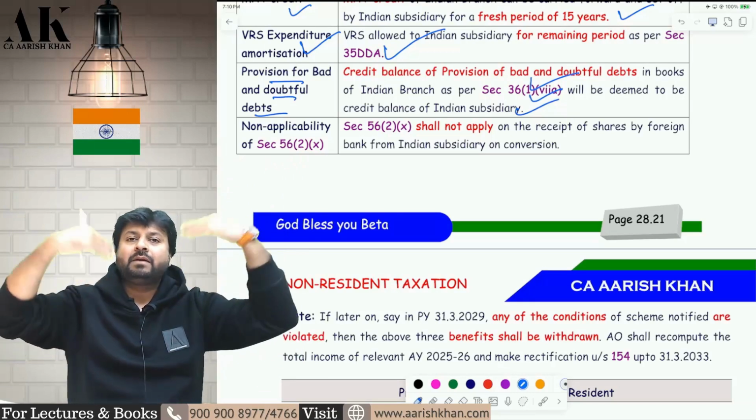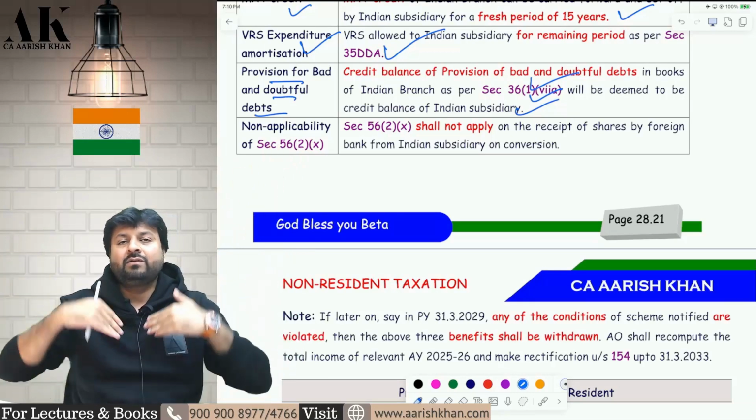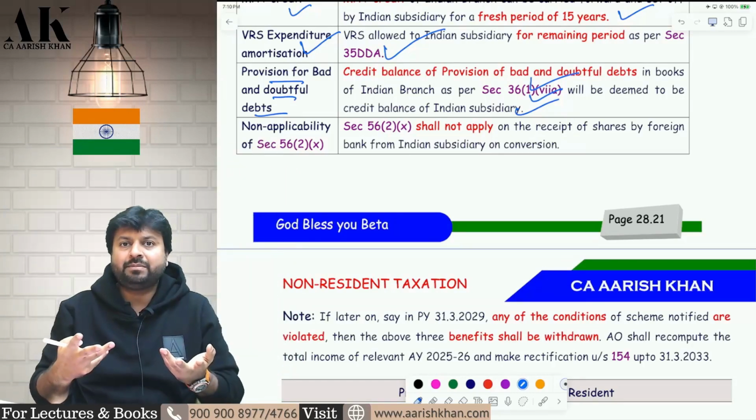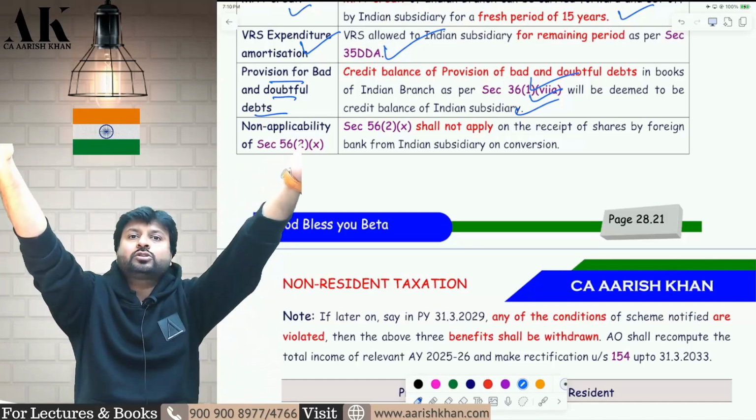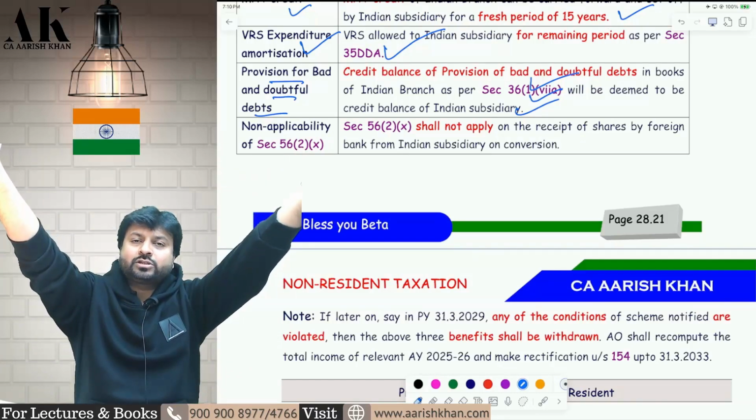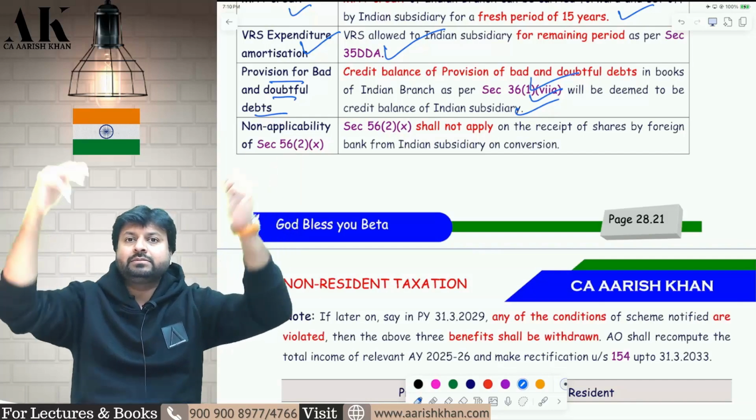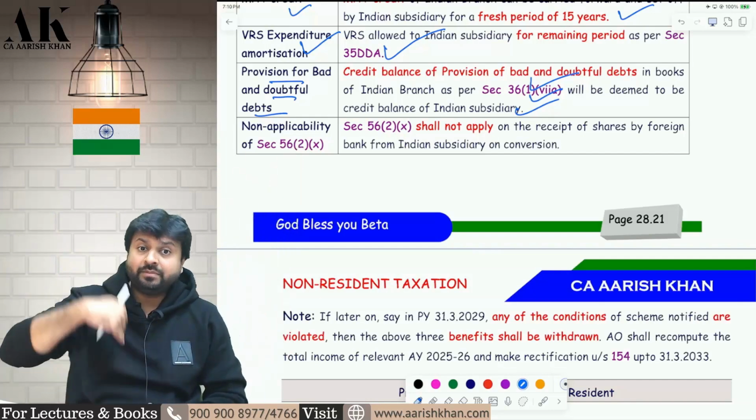Now, obviously, if a subsidiary is made in India, there has to be some parent company. Who will be the parent company? The actual company, the actual HO of the company, will become the parent company. So they will be getting shares from the Indian subsidiary.